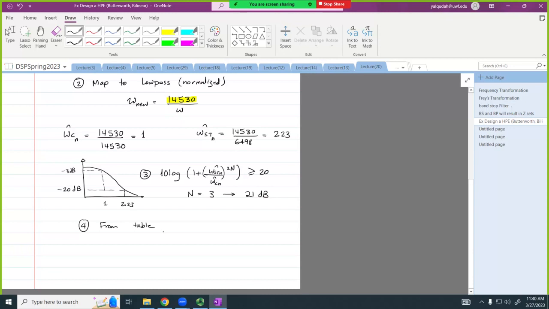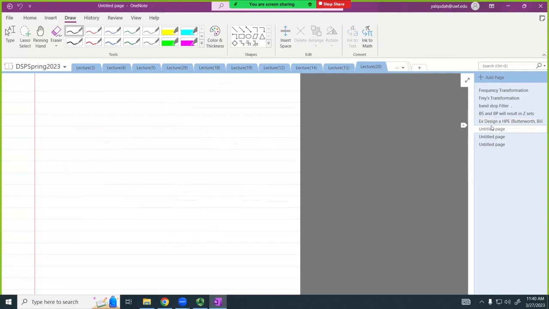From the tables, HC of S is going to equal 1 over SC cubed plus 2S squared plus 2S plus 1. Okay, the next step is to unnormalize.